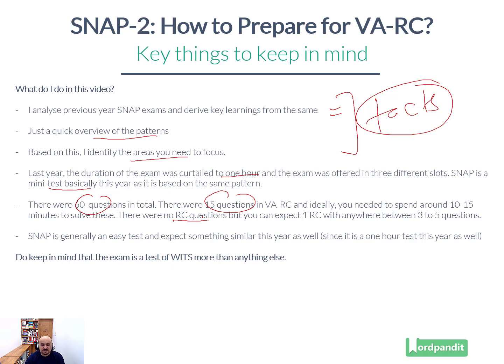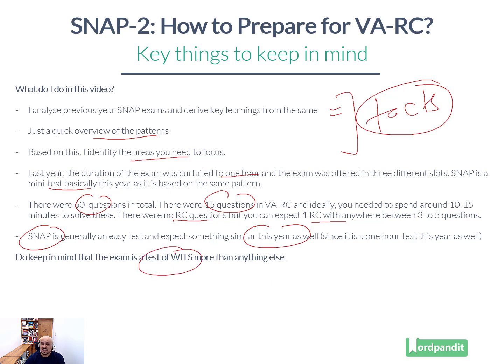As a caveat, just to make sure that you're not stumped, you can expect a maximum of 1 RC in the exam, 3 to 5 questions. But that's just something that you've got to keep in mind. We don't know what's going to happen this year, but just keep it at the back of your mind. In general, SNAP is an easy test. It's a speed-based test. Expect something similar this year as well.